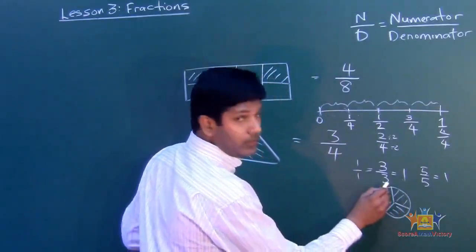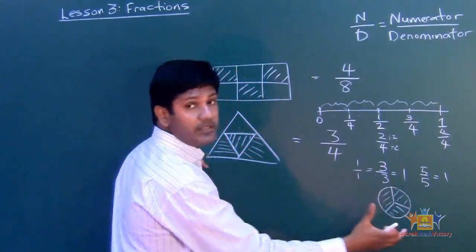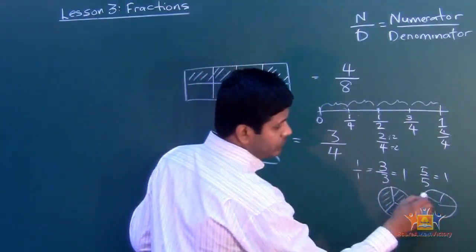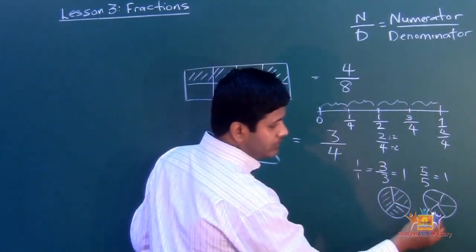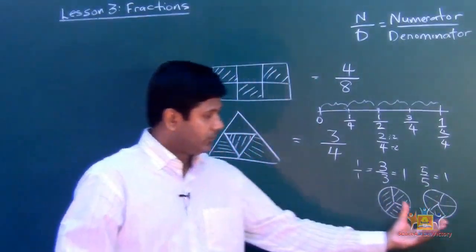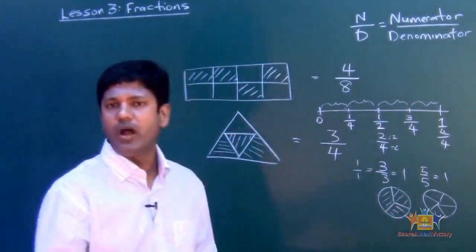1, 2, 3. The denominator. The numerator, how many am I counting? 1, 2, 3. That's one whole pizza. The same thing with this one. I cut it into 5 parts, 1, 2, 3, 4, 5, and I want all 5 to be included. And still, it's one whole pizza. Even 100 over 100 is 1.